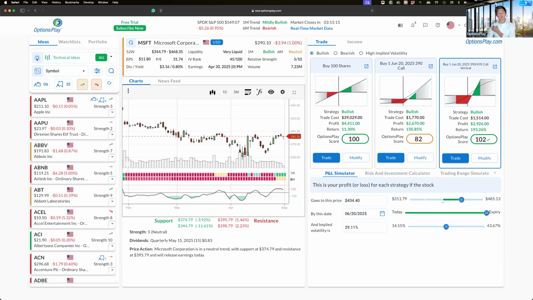Who's trading after hours? Anyone can trade after hours. Most brokerage firms provide after hours trading. You can trade after hours. You just can't trade options after hours. You can only trade stocks after hours.